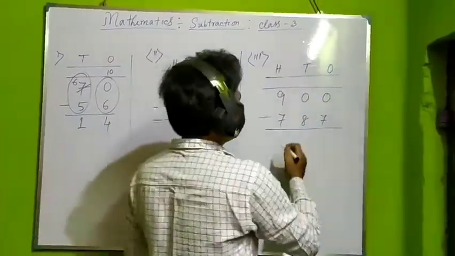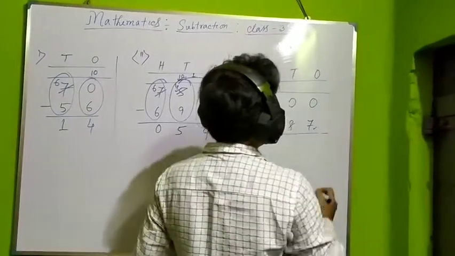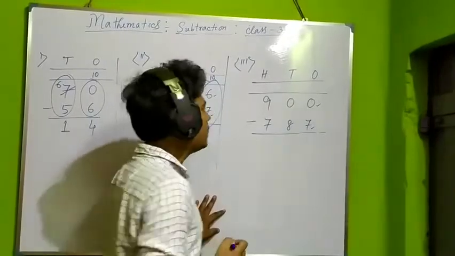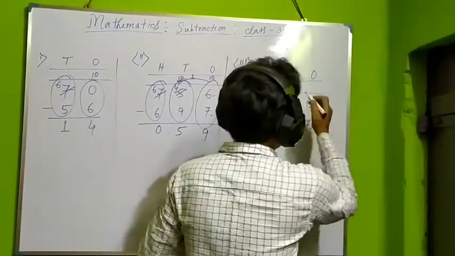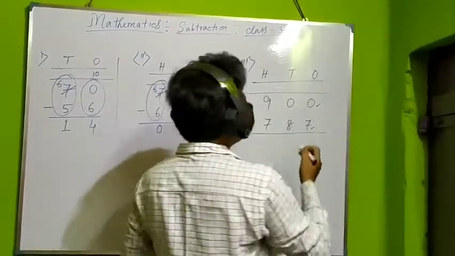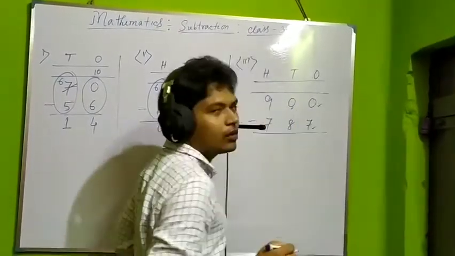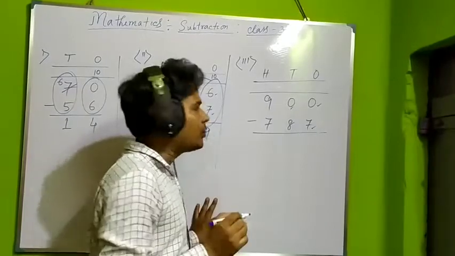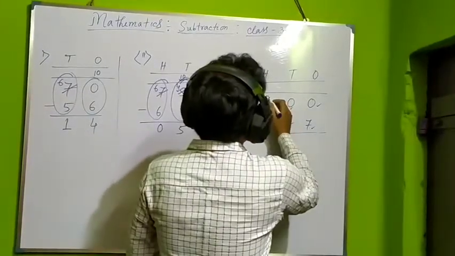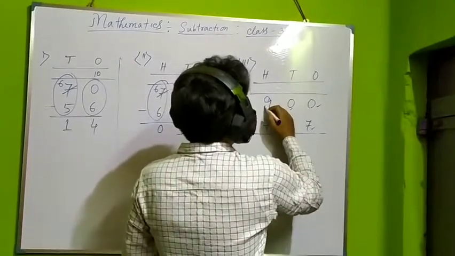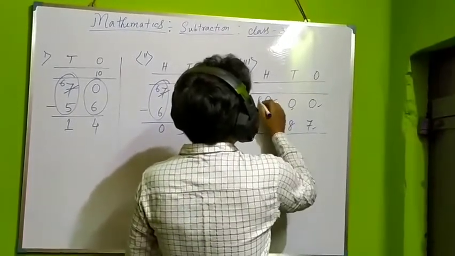Now you take at first the ones place number. Here you can see that 7 is here, and at the minuend, that is 0 at the ones place. Now we can't subtract 7 from 0. Then we have to borrow 1 from the tens place, but at the tens place also there is 0. Now we take or borrow 1 from the 100 place. So 9 converts to 8.